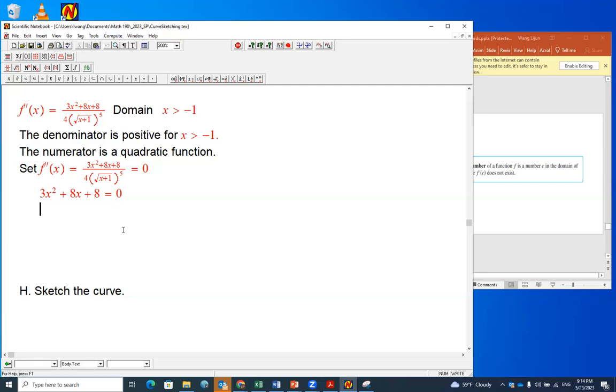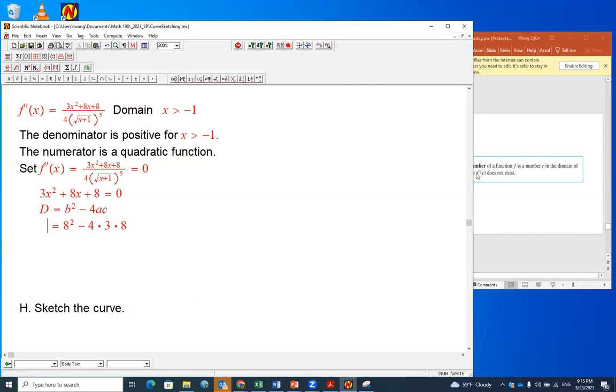Before we look at the quadratic formula, we like to look at the discriminant. The discriminant is because in the quadratic formula, there's a b squared minus 4ac. Okay, b squared minus 4ac. And in our case, b is 8, right? This is 8 squared minus 4 times a, which is 3, times c, which is 8.